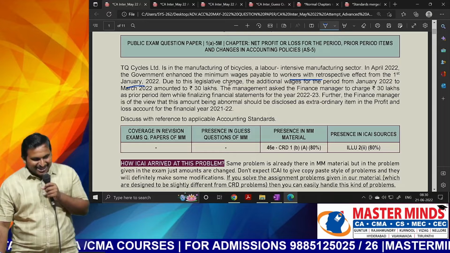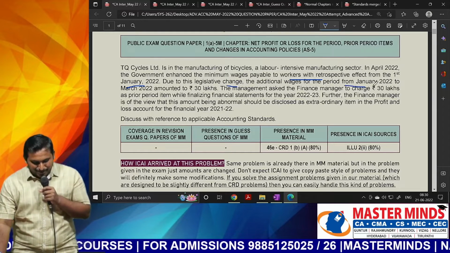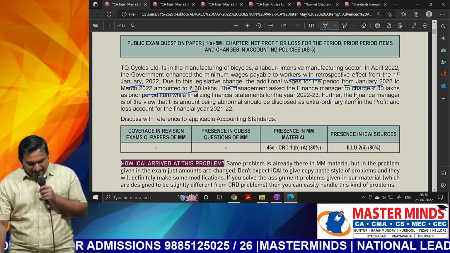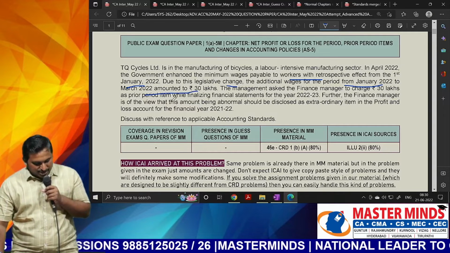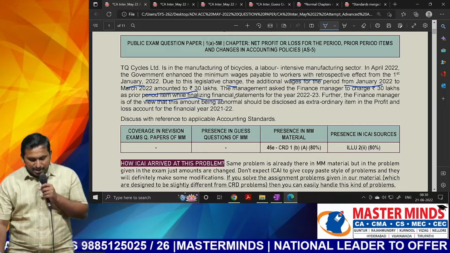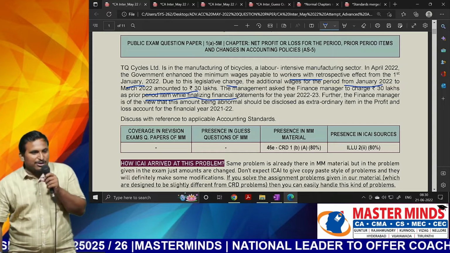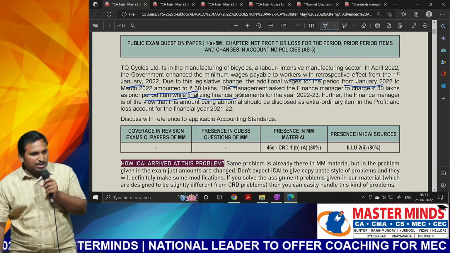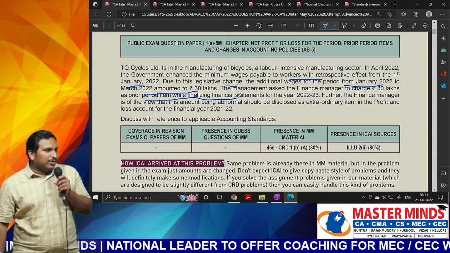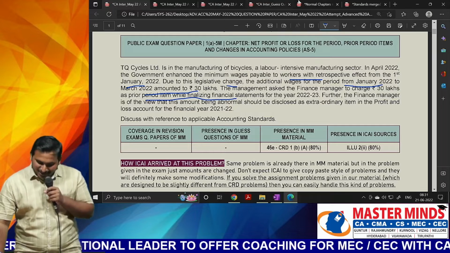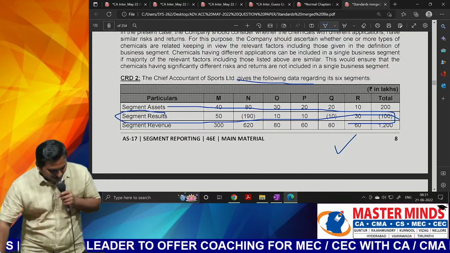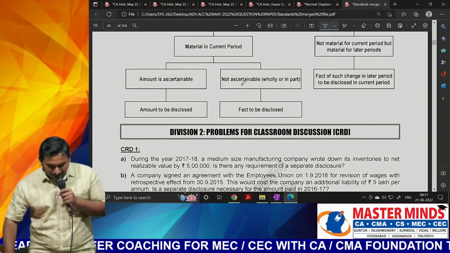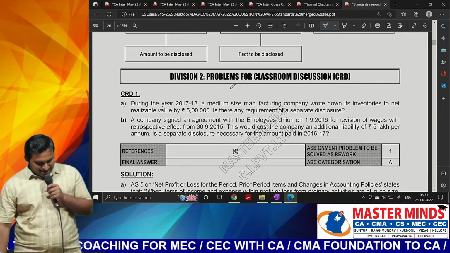Due to this legislative change, additional wages for the period from January to March amounted to 30 lakhs. The management asked the finance manager to charge 30 lakhs as prior period. Will that become a prior period item, sir? Any retrospective increase? No, because there will not be any error or omission. Like this, long ago, the discussion has happened. Anyway, we have some long-term memory, so I definitely expect you to remember a lot. So this was a similar question, sir.